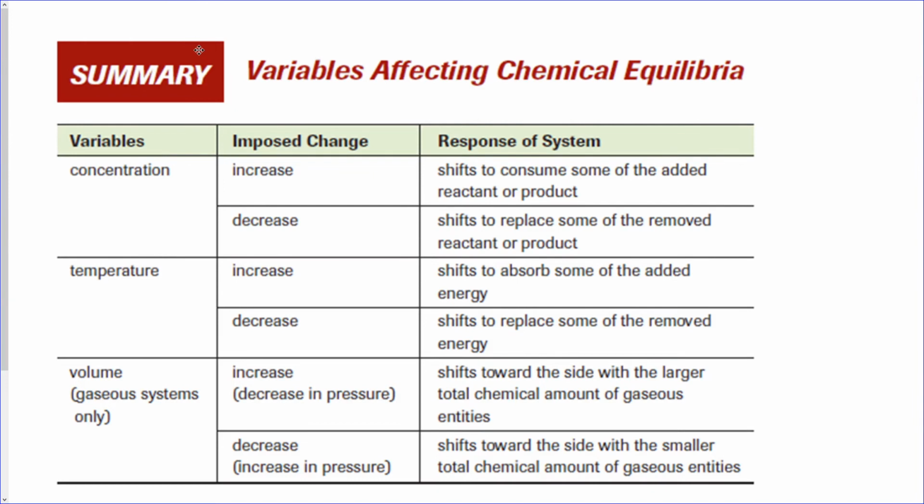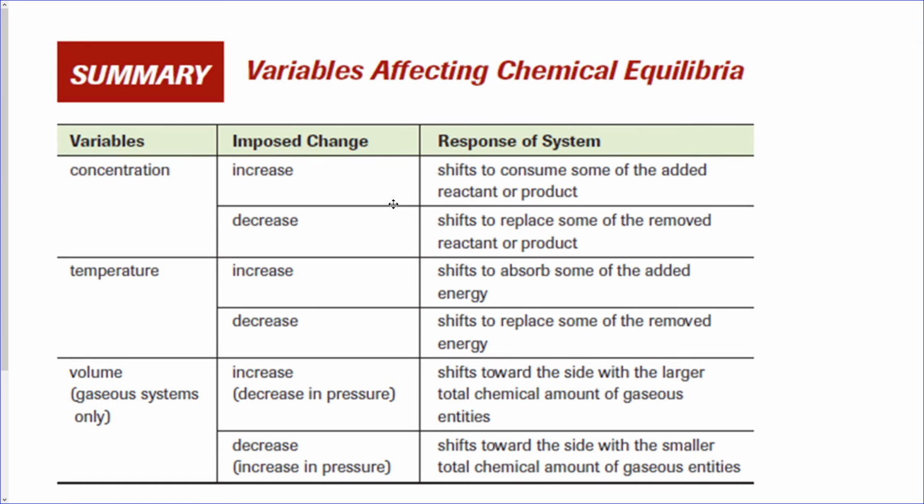Great. So our summary. If we increase the concentration, it's going to shift to the opposite side of the increase. So if I increase one of my reactants, the reaction will shift toward the products. If I decrease one of my reactants, it's going to shift toward that reactant. So, adding something to the left will give us a higher concentration on the right. Taking something from the left will add a higher concentration on the left.